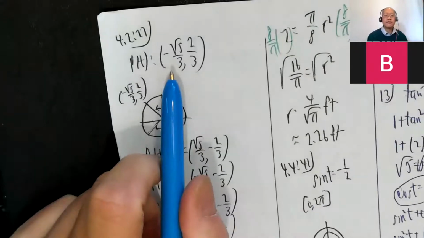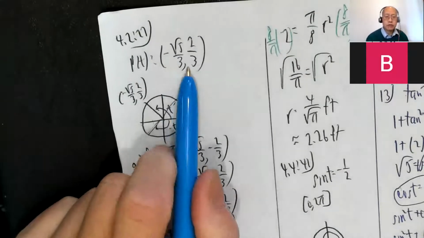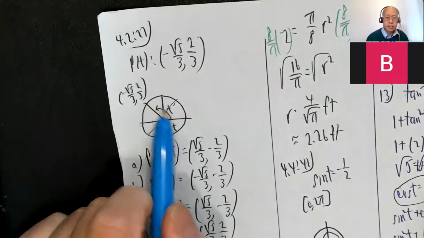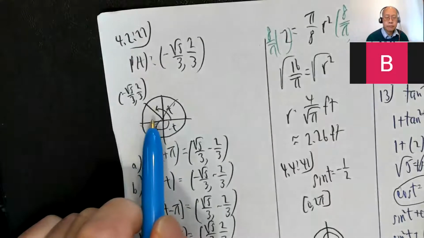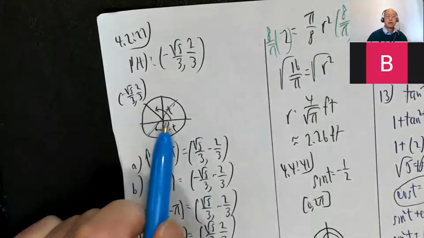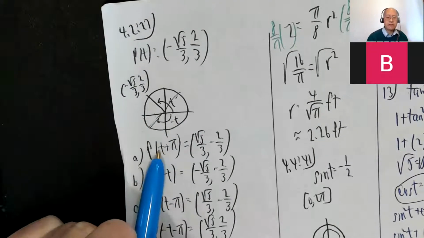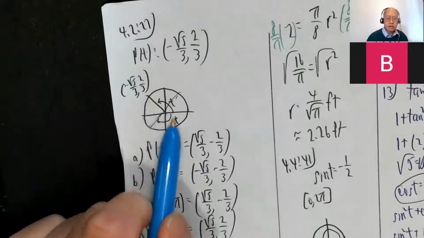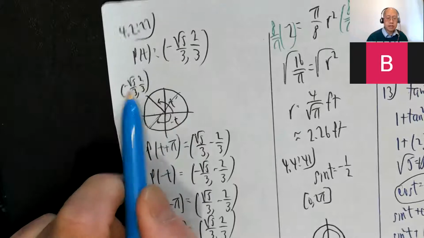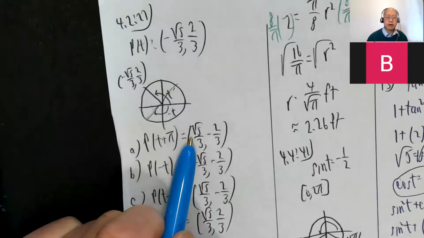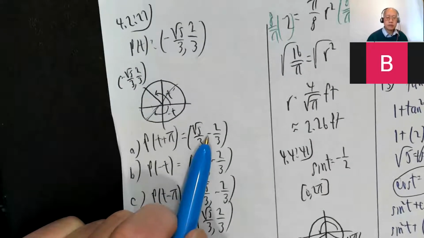So negative radical 5/3, 2/3, that's over here. So this is T. This would be negative T. Okay, P of T plus pi, that's 180 degrees off. So if I'm 180 degrees off, you just change both of these signs. So it's positive radical 5/3, negative 2/3.